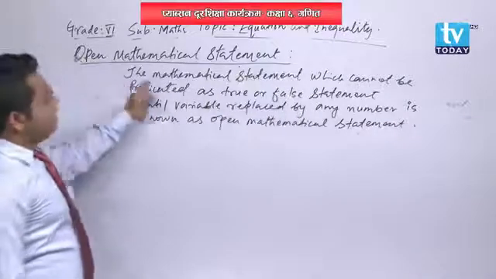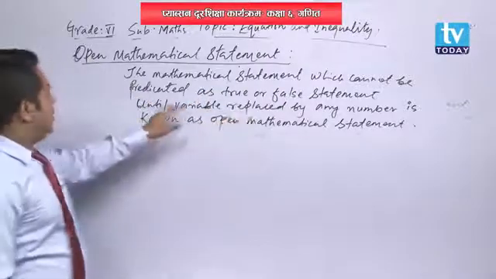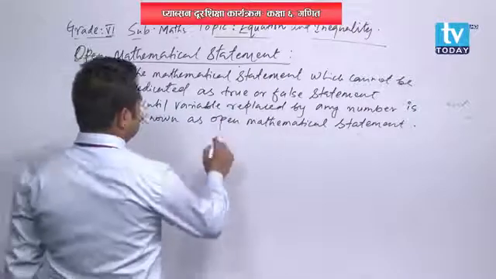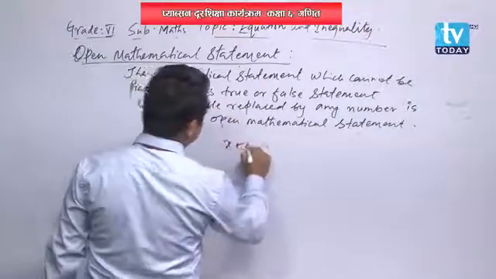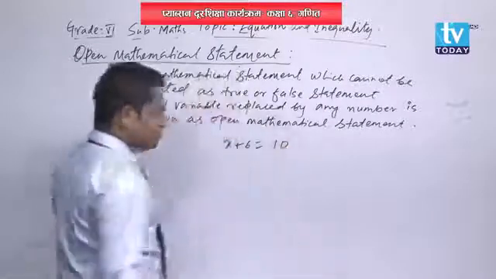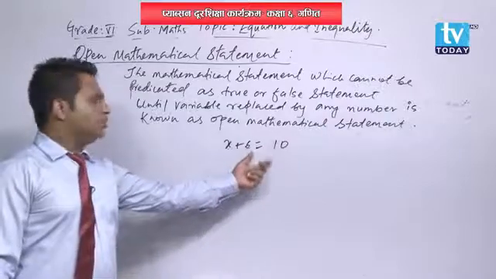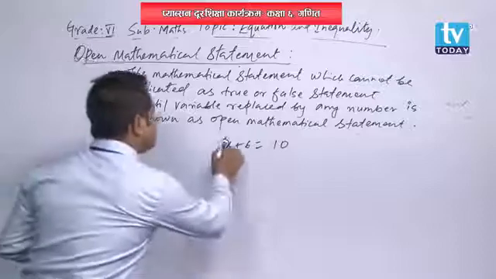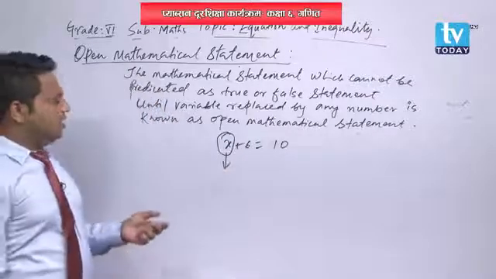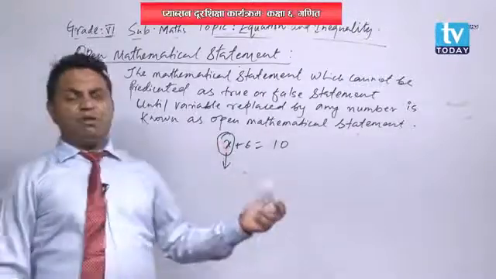Now here is a mathematical statement which cannot be predicted as true or false until the variable is replaced by a number. Same example: x plus 6 equals 10. Whether this condition is true or false, we don't know until we replace the variable by a certain number. Is that clear? We cannot predict. The value of x may be any number.